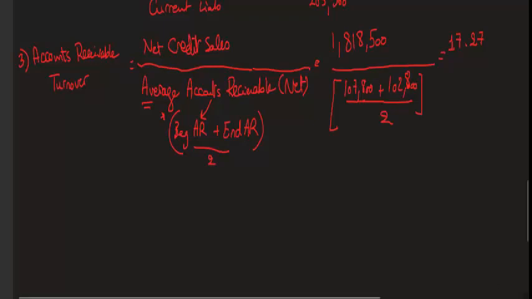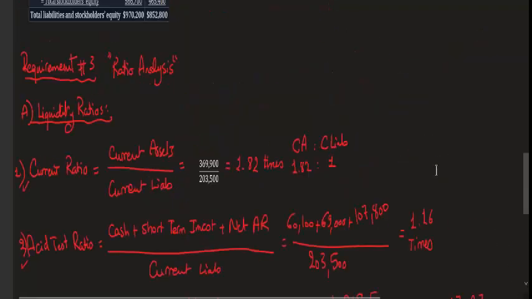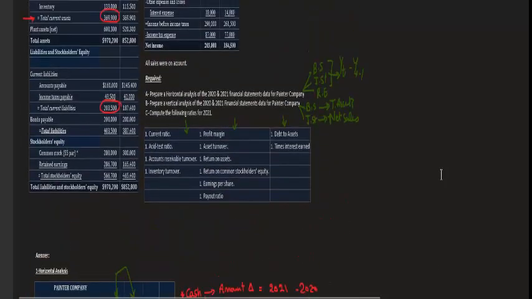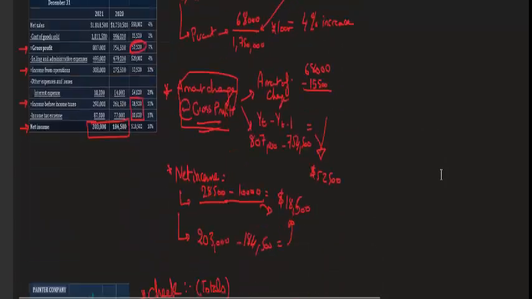Okay, up to this point, all the liquidity ratios that we have covered, the current ratio, the acid test ratio and the accounts receivable turnover, the higher the better. So the next requirement is the inventory turnover.